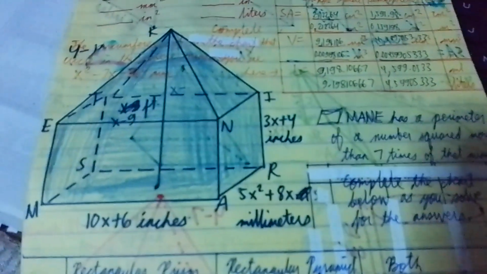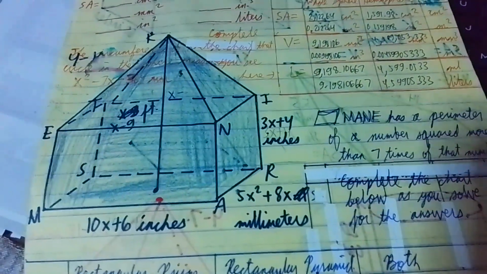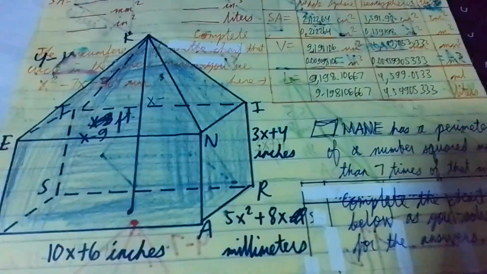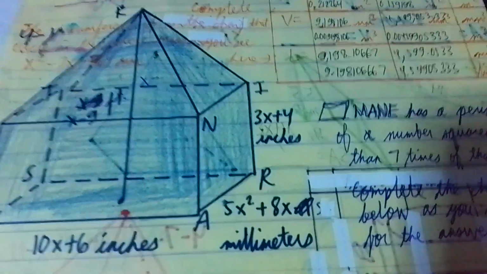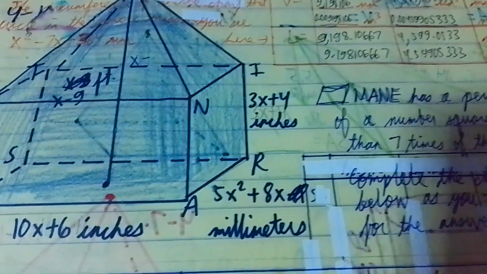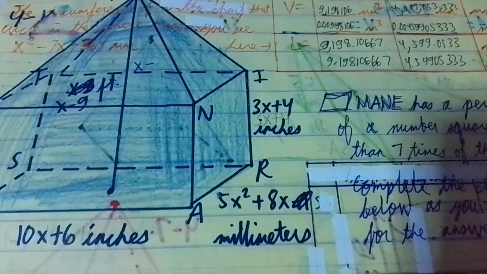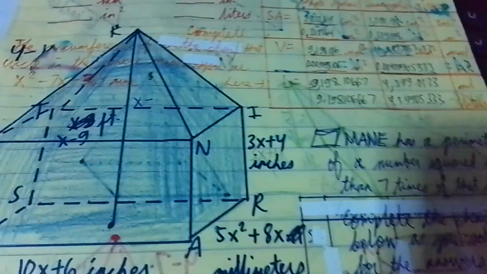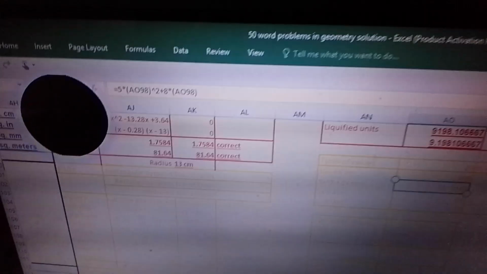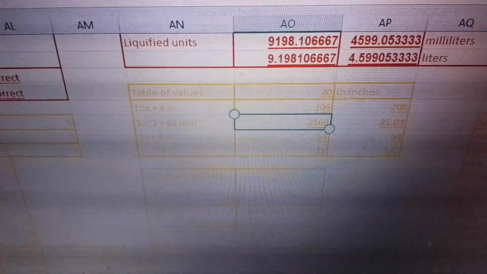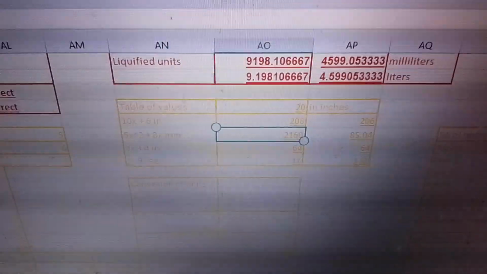Then this one, 5x squared plus 8x. 5x squared, we know that's 20 squared times 5, which gives you 2,000. So ganito yung formula namin. Okay? 2,160. Yun yung formula na ginawa ko. So we should get 2,160.